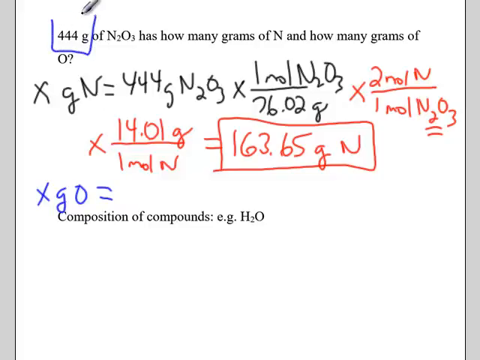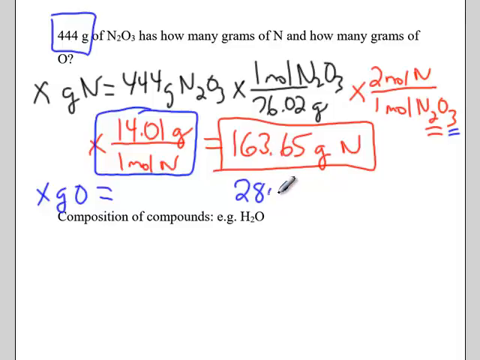Now we know the total has to be 444 grams. So if you set up a problem like this, the conversion here would be different. Instead of a 1 to 2 ratio, it would be a 1 to 3 because the oxygen subscript is a 3. And nitrogen and oxygen do not weigh the same. So when you try that, the total will be 280.35 grams of oxygen. And if you add those two numbers together, that'll give you the total of 444 because those are the only two elements that make up this compound.